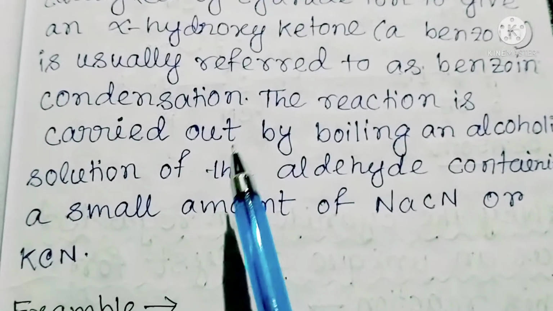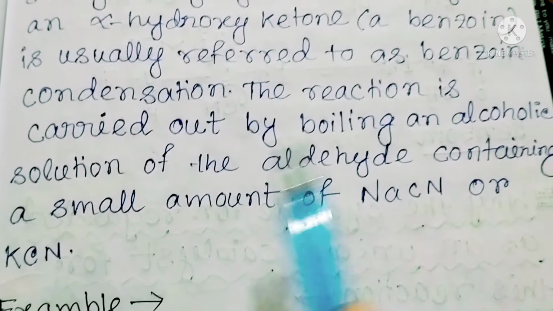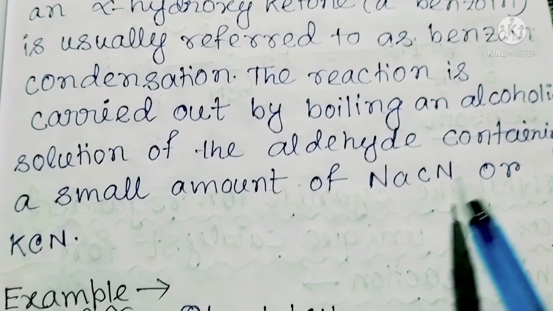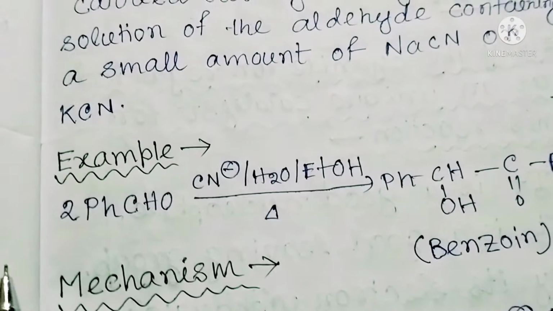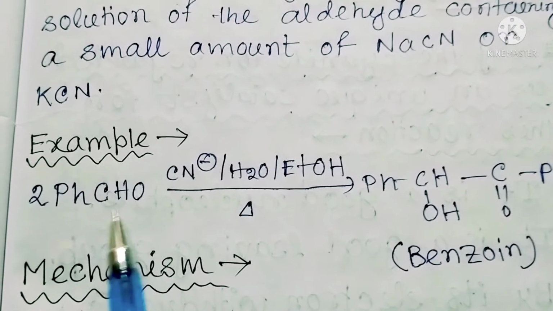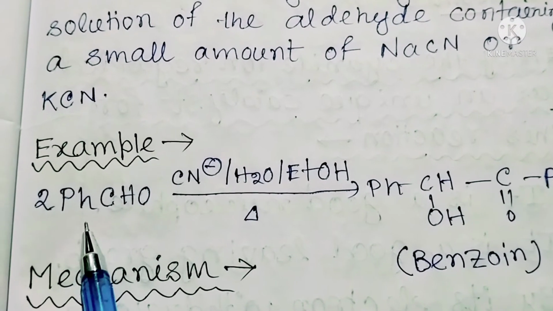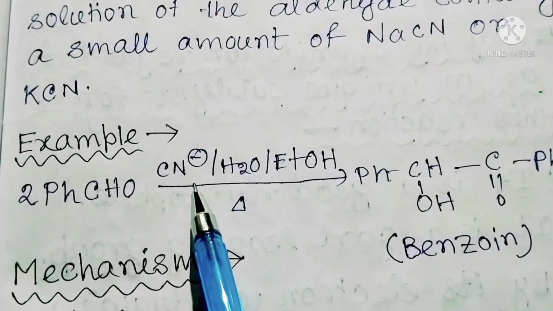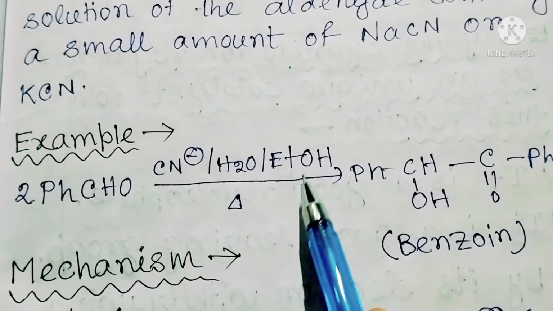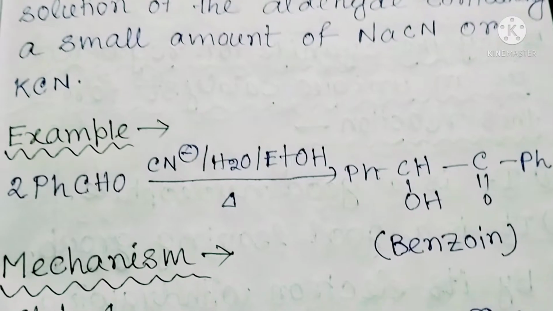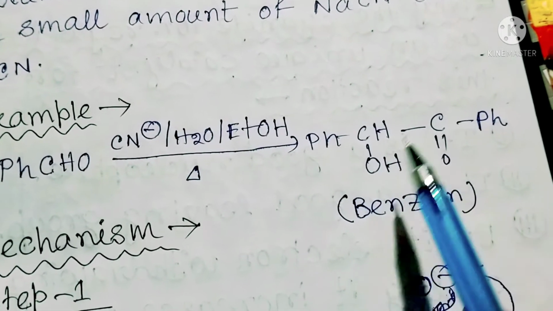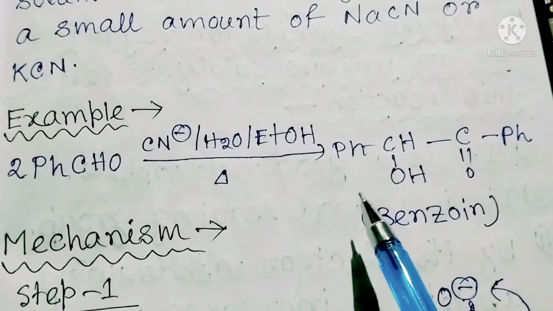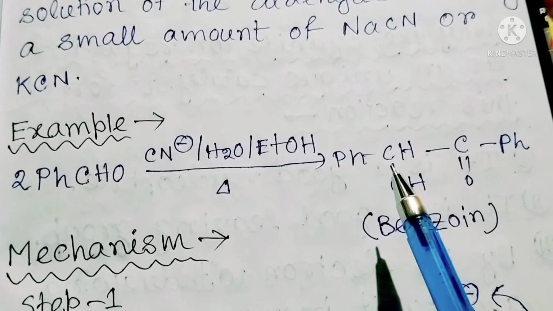The reaction is carried out by boiling an alcoholic solution of the aldehyde containing a small amount of NaCN or KCN. Now, let's see an example of benzoin condensation. Here, we take 2 moles of benzaldehyde. When we treat these 2 moles of benzaldehyde with CN minus, water, and ethanol, and give heat, we get PhCHOH-C=O-Ph. This is benzoin. So, this is the example of benzoin condensation.